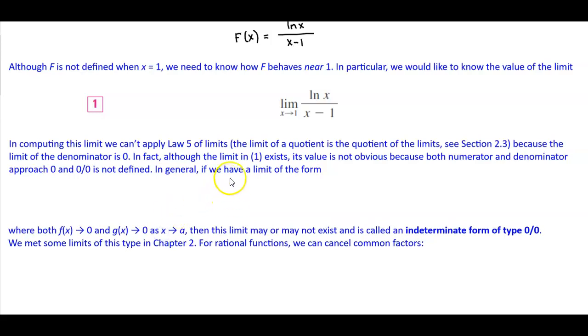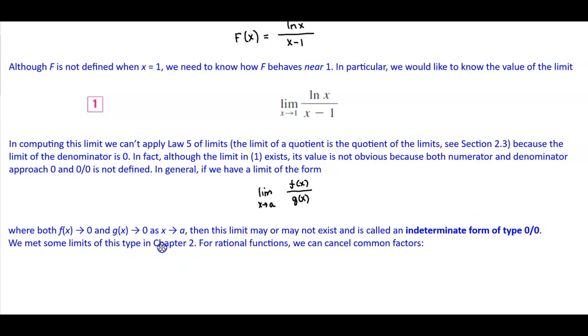So in general, if we have a limit of the following form, where we have the limit as x is approaching a of a function f of x divided by g of x, where both f of x approaches 0 and g of x approaches 0 as x is approaching a, then this limit may or may not exist and is called an indeterminate form of type 0 divided by 0. We met some limits of this type in Chapter 2.